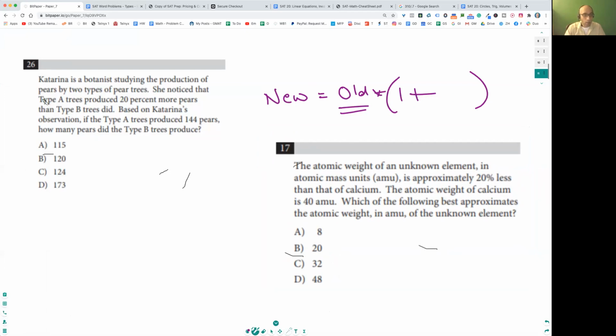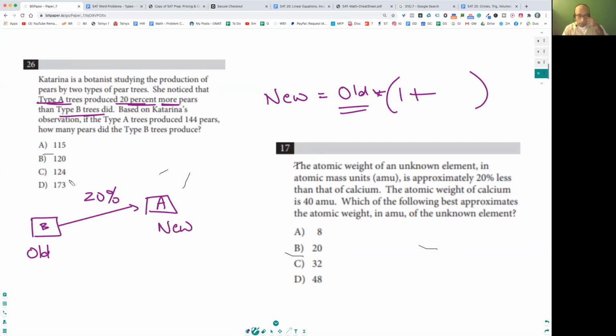So now, type A trees, right? They produce 20% more pairs than type B. So what does it mean? The number of trees is over here, B, whatever this tree is, and A is 20% more, right? So that's like this, right? So this is your old and this is your new, right?